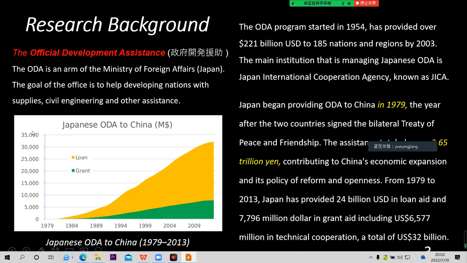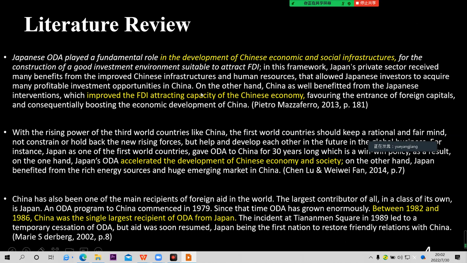So there's a figure I have posted here about Japanese ODA to China. And we can see the yellow one is the loan aid and the green one is the grant aid. And these 2 kinds of aid just rise over time from 1979 up to 2013. So the Japanese ODA to China is generally in a rising trend.